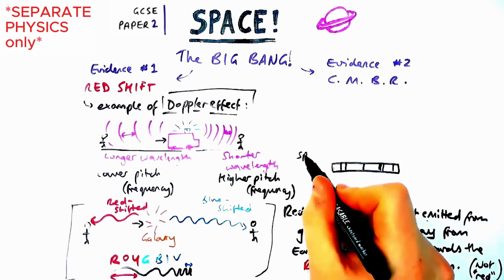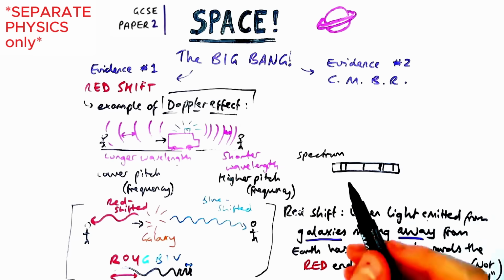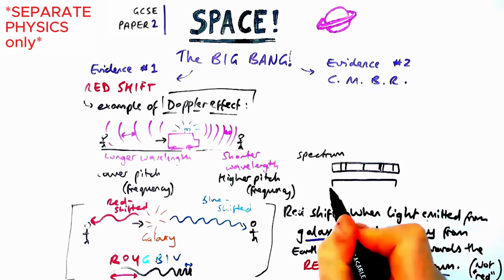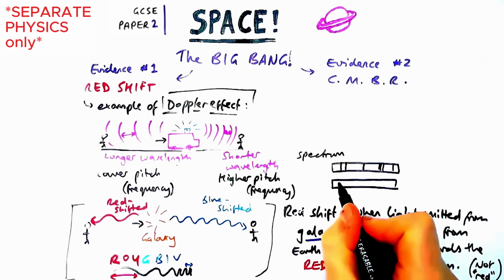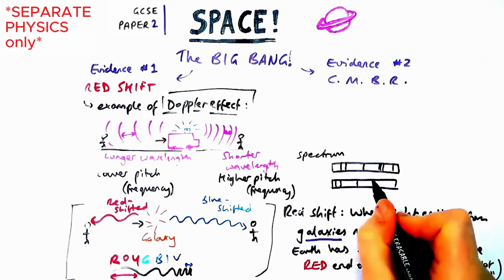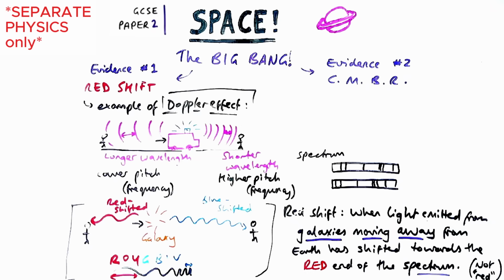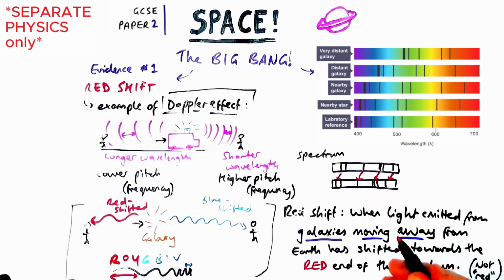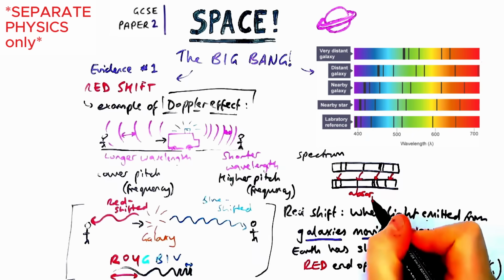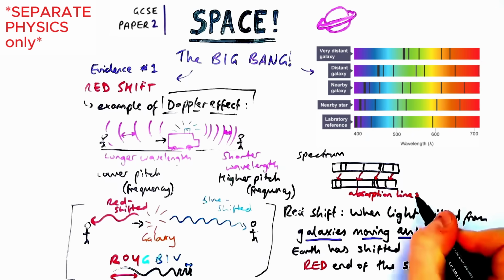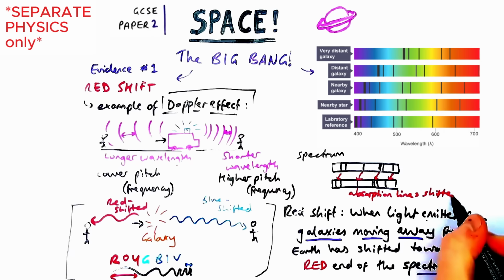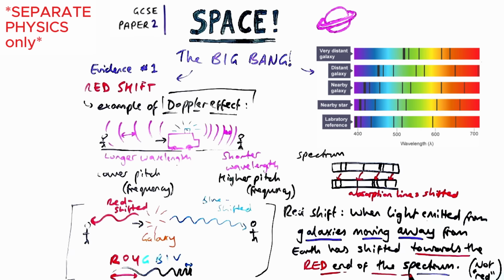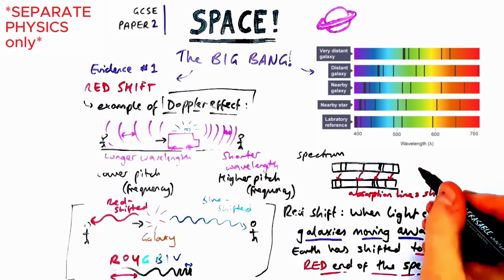So what that means is if we were to observe all the different colours in a spectrum, don't worry too much about what a spectrum is, we learned a little about it at A level, but it shows all the different colours, and there are what's called absorption lines. And if these lines have shifted slightly towards the red end, like these ones have, then that shows us that the light from that galaxy is red shifted and it's moving further away from us.